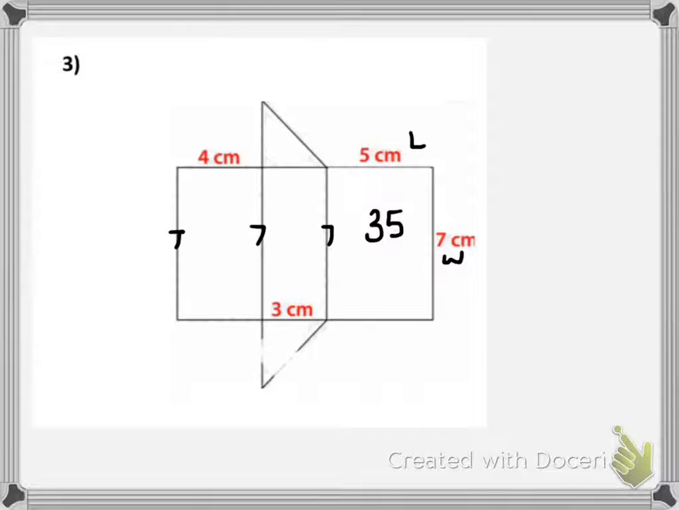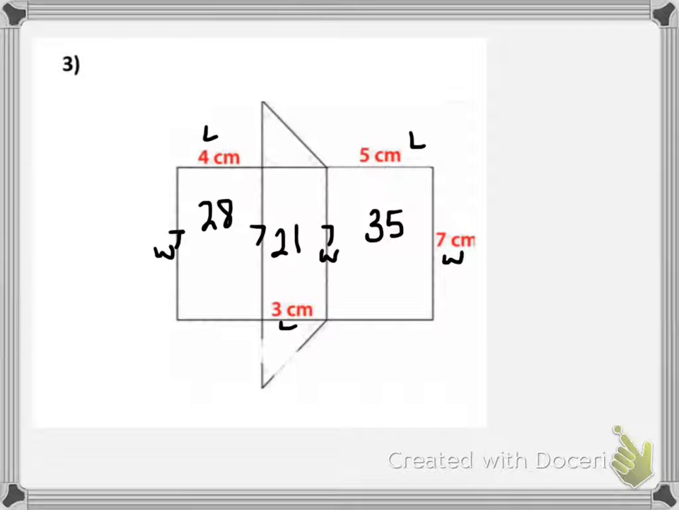For the middle rectangle, we have a width of 3, or we'll call it a length, sorry, and a width of 7. It doesn't really matter because when I multiply them, we'd get 21 no matter what. And then we have a length of 4 and a width of 7 for the rectangle on the left. That's 28 for the area.